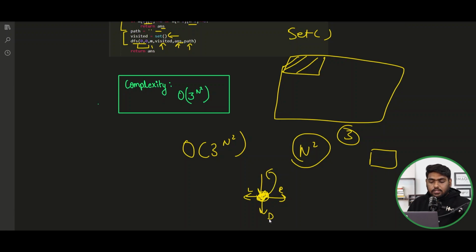So what it means is, at every possible step, you have three possible calls, and in each call, you can traverse the whole matrix, right? So for that, the complexity is going to be 3 to the power n square.